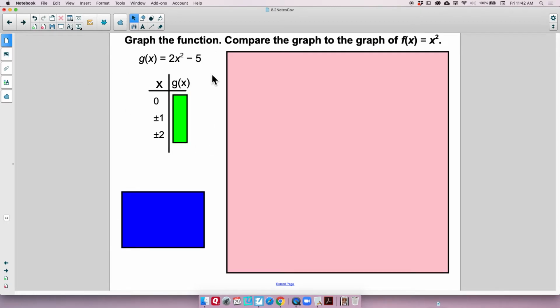Okay, so 2x squared minus 5. Think about what you think this one's going to look like. Is it a vertical stretch or shrink? Is it going to be translated up or down? And then go ahead and plot these points. So -5, -3, and 3 would be the g of x, or the y coordinates, for those x coordinates. Plot the 5 points.